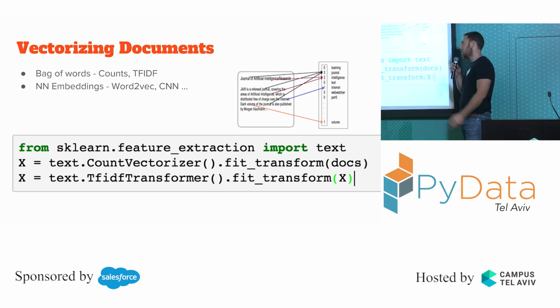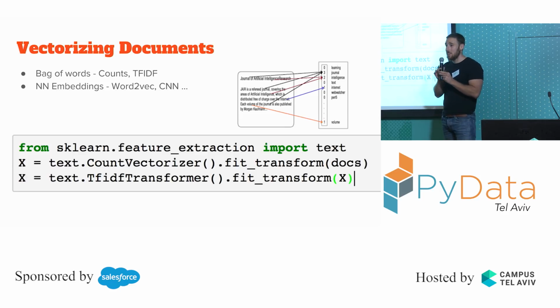This is a three-liner in sklearn that does TF-IDF for you. If you only want the counts, then use the first two lines. Very easy, very straightforward.